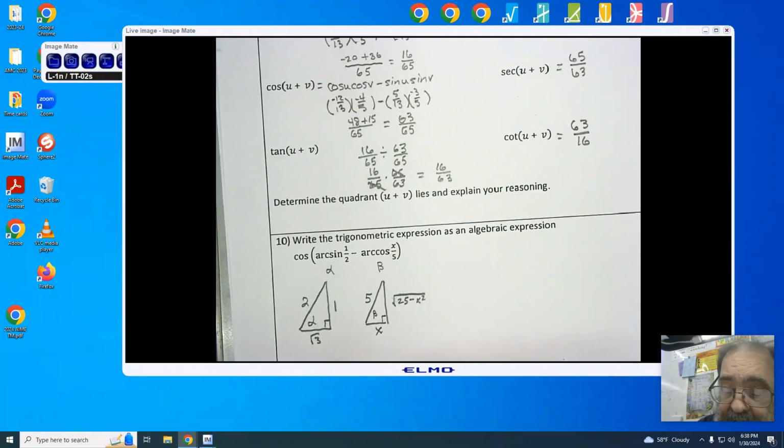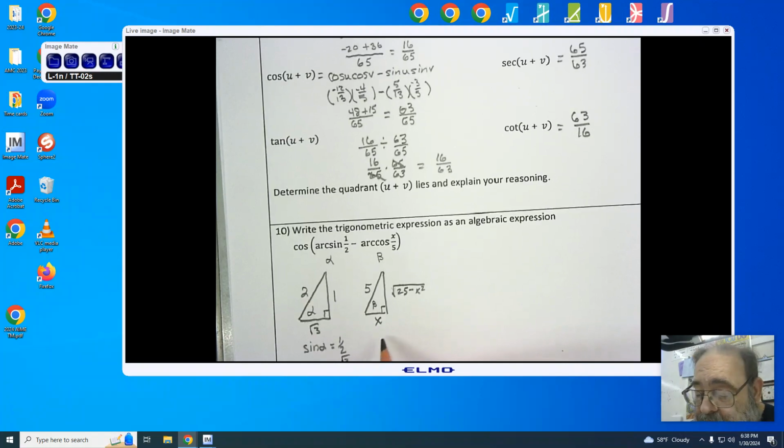I'm now going to find my sine of alpha and my cosine of alpha. Sine of alpha has to be the 1/2, and the cosine of alpha is the root 3 over 2. Then we have our sine of beta, and the sine of beta is the square root of 25 minus x squared over 5, and the cosine of beta is going to be the x over 5.